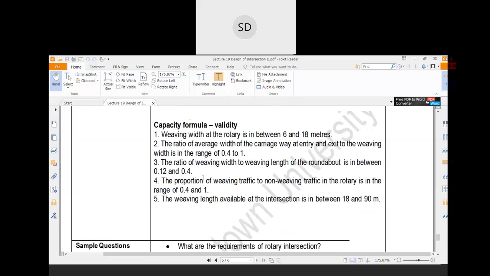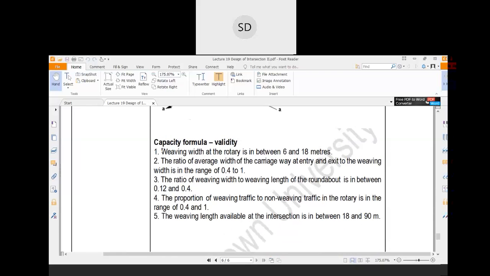Now, what is the validity of this capacity formula? First one is weaving width at the rotary is in between 6 and 18 meters. Suppose you have designed the rotary intersection. In that case, you have to validate your result using these values. So, first one is weaving width at the rotary is in between 6 and 18 meters. It should be. Then ratio of average width of the carriageway at entry and exit to the weaving width is in a range of 0.4 to 1.